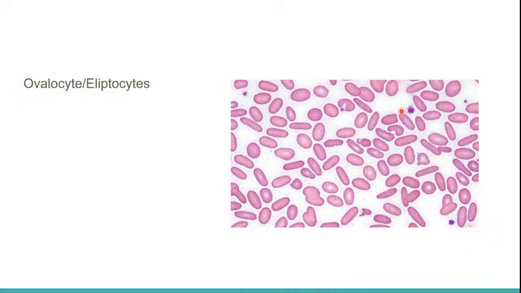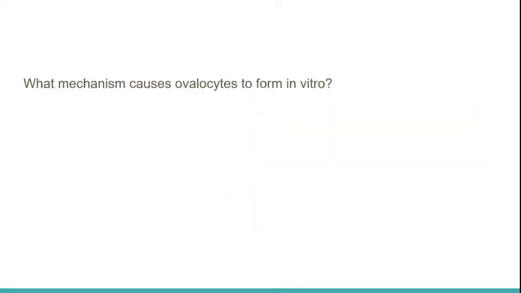So you can see the cells this time. They still have the central pallor. But what's funny about them is although they look normochromic, the shape is the abnormality, and hence the term poikilocytosis. All right. Now, the mechanism involved in ovalocyte formation in vitro is still unknown, but the primary culprit or the theory is that it's associated with the rapid reduction of ATP and 2,3-DPG.